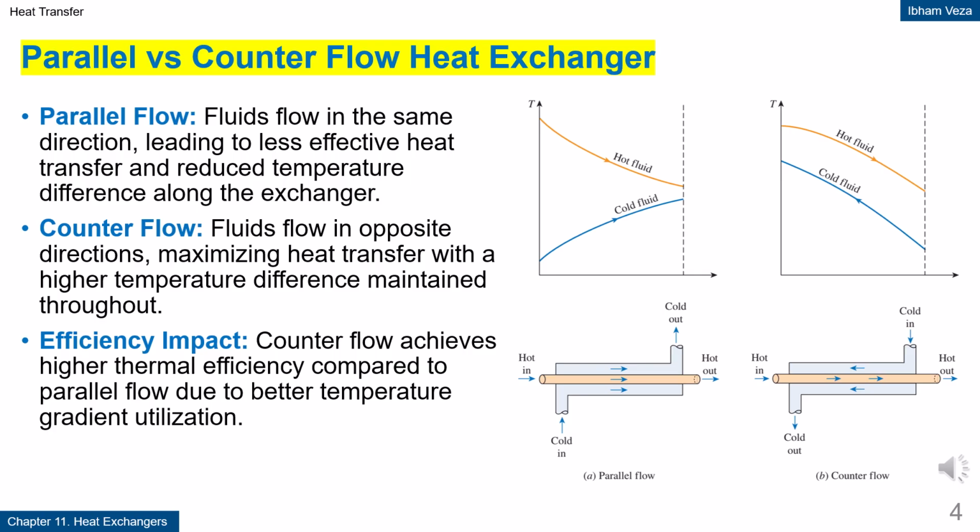Parallel versus counterflow heat exchanger. Flow configuration strongly affects heat exchanger performance, especially the temperature difference distribution along the length. In parallel flow, both fluids enter from the same side, causing the temperature difference to drop quickly. In counterflow, fluids move in opposite directions, so the temperature difference can be maintained higher. This makes counterflow thermally more efficient. This comparison forms the basis for configuration selection in design.